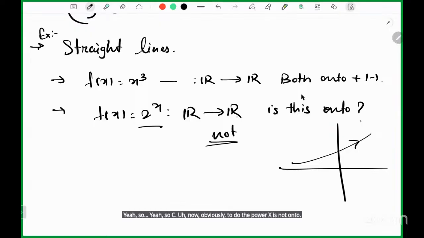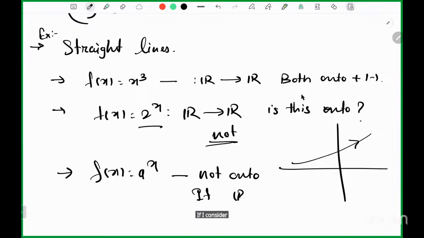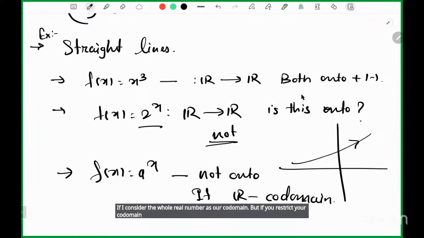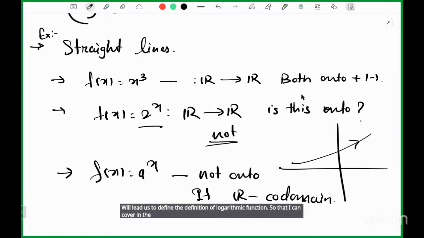If I consider the codomain to be the whole real number, in general also, if you take the function f of x equals a to the power x, this is also not onto if I consider the whole real number as our codomain. But if you restrict your codomain from 0 to infinity, then it will become both one-one and onto, and that will lead us to define the logarithmic function. So that I can cover in the week 6 summary session.